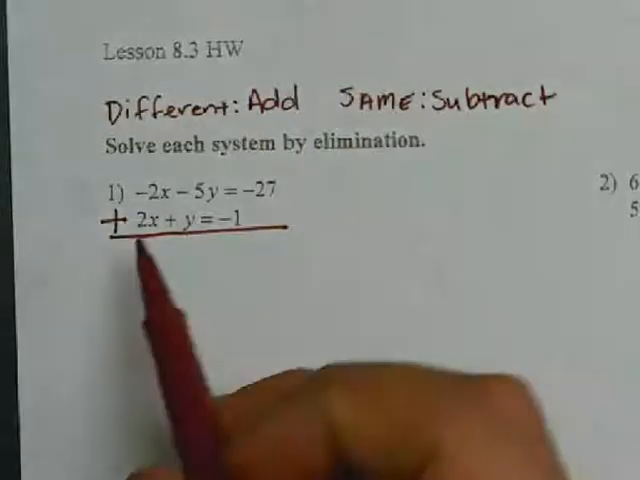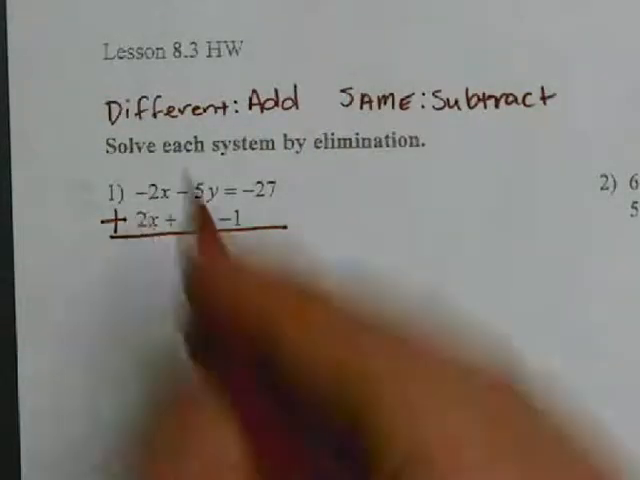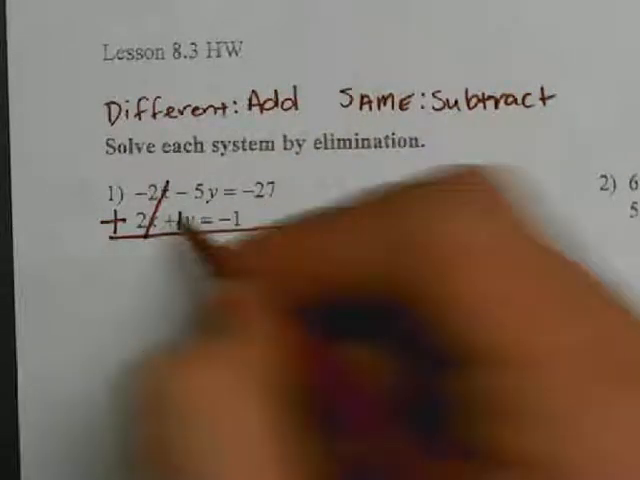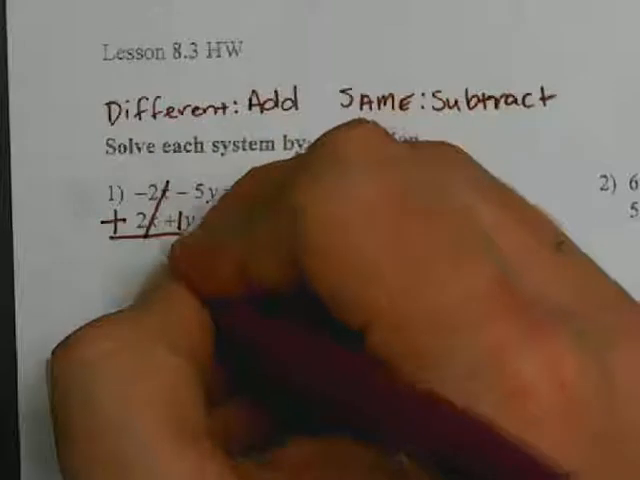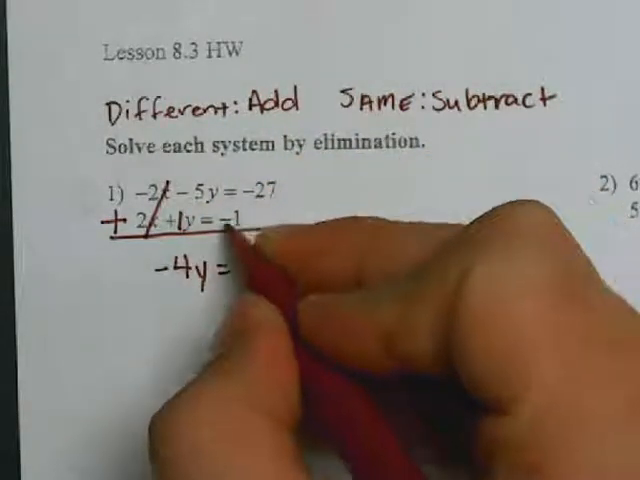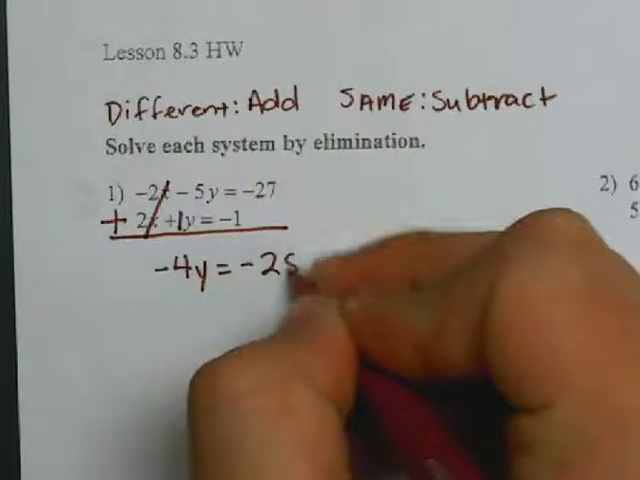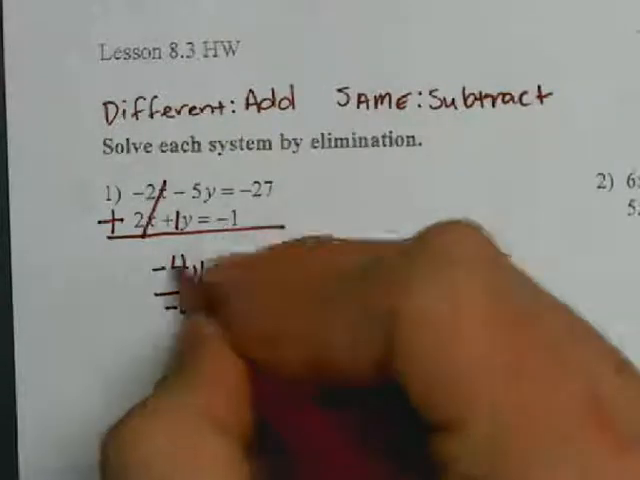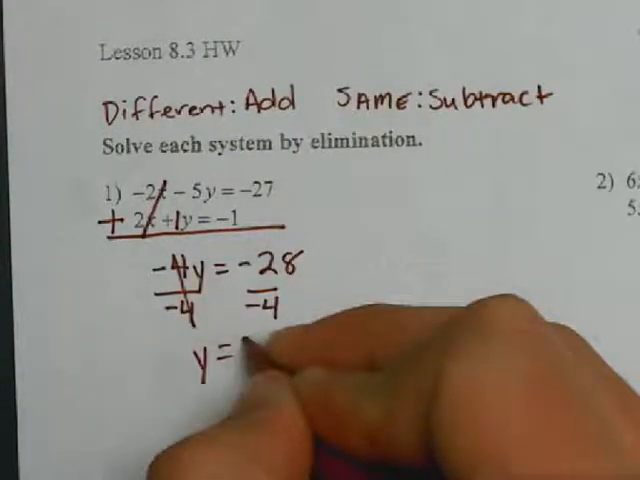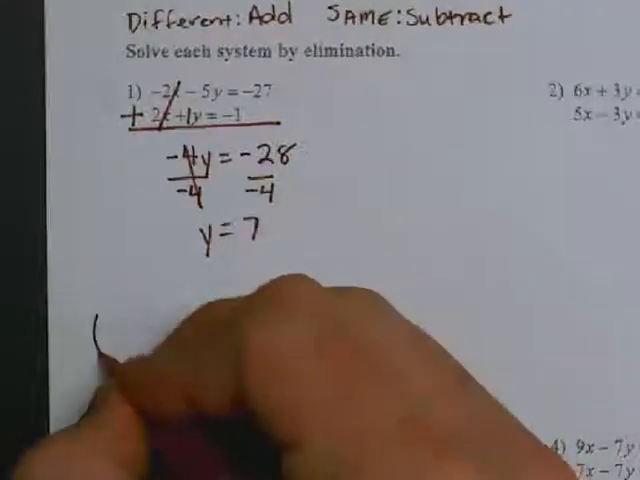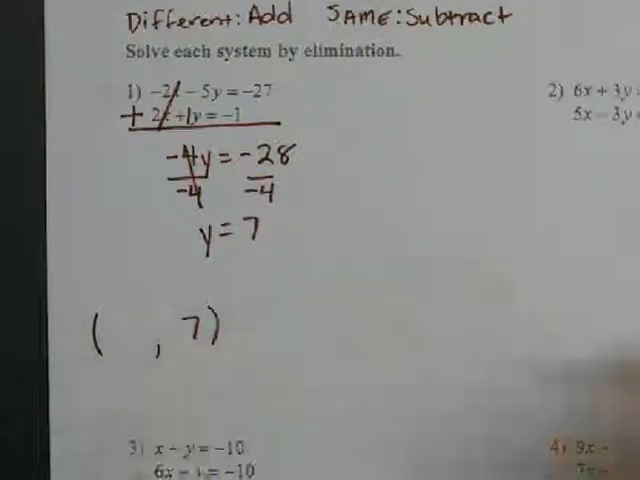Now watch. Negative 2x plus 2x is actually 0, so it cancels. Then you have negative 5 plus 1y. Negative 5 plus 1 would be negative 4y. And that equals negative 27 minus 1, which is negative 28. I divide both sides by negative 4, and I'm going to get y is equal to positive 7. Now, I actually have one of my answers. Your answer is always in x comma y coordinates, so I got 7.